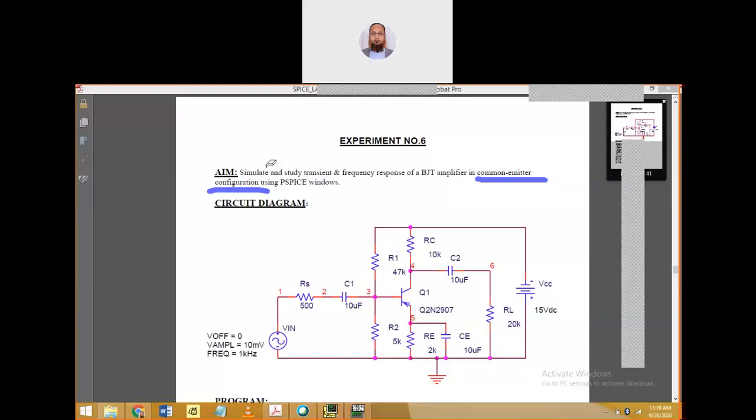So what is to be simulated and studied? Transient and frequency response. We have to see both things, the transient and frequency response of the BJT amplifier in common emitter configuration, using PSPICE for Windows.